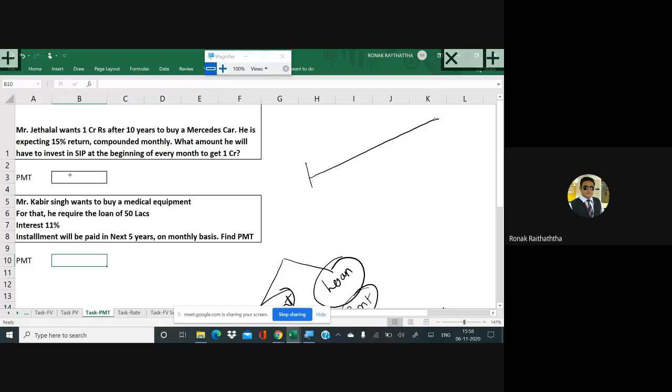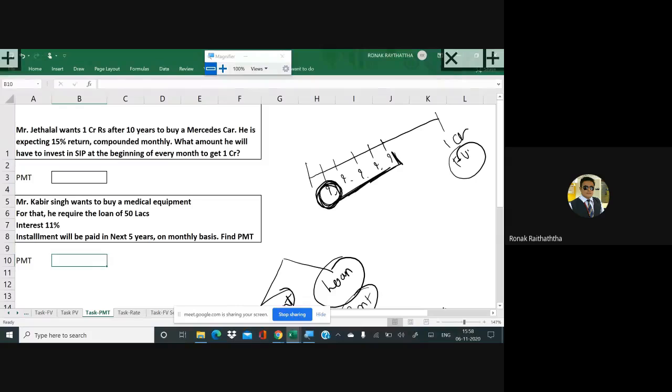He wants to invest at the beginning of each period, some or other sort of money. And here he wants 1 crore. So that is the future value given to you. Right? And you are supposed to find what amount he should invest at the beginning of each month.